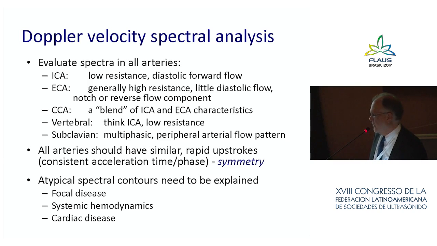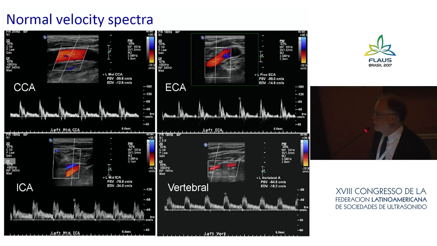And if there are asymmetric contours, it's something that needs to be explored further in the interpretation of the findings. So this is a little slide that shows you normal findings in a number of different arteries that you'd be looking at in the carotid exam. Internal carotid artery, I'll start over here in the left lower. This is a low resistance signal, very characteristic.